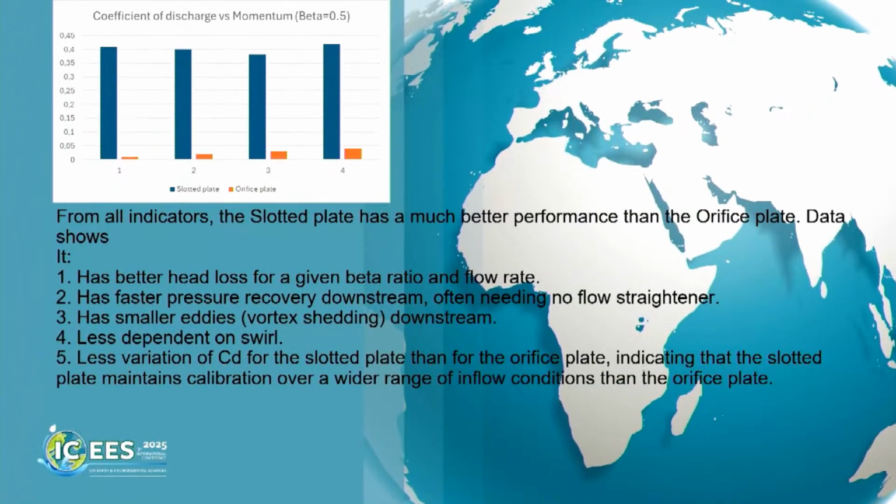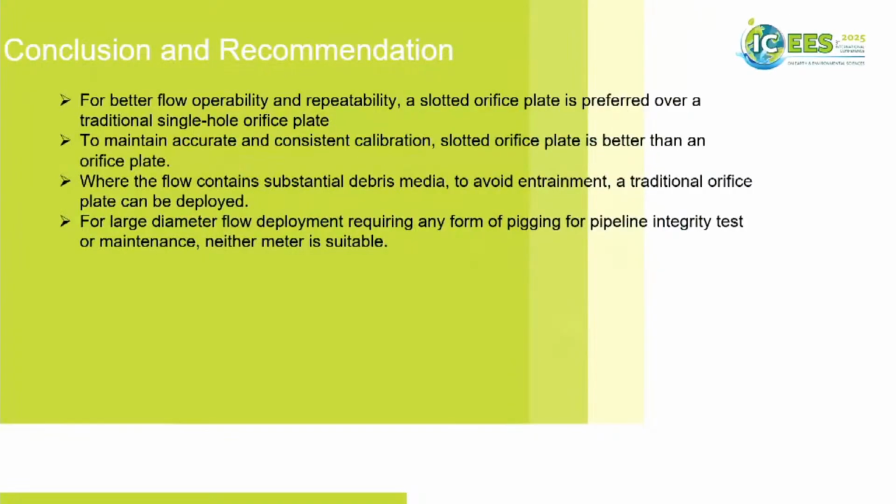There are some devices that you no longer need on the flow bench. We don't need straighteners anymore. We don't need longer lengths of pipeline to condition the flow to create room for flow recovery. We also discovered that it has smaller eddies, less vortex shedding downstream, less dependence on swirl, and less variation of CD for slotted plates than for orifice plates, indicating that the slotted plate maintains calibration over a wider range of inflow conditions than the orifice plate.